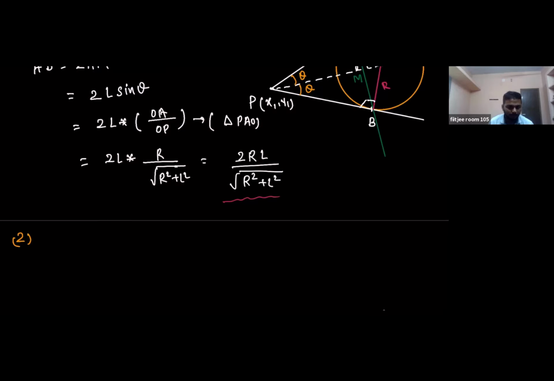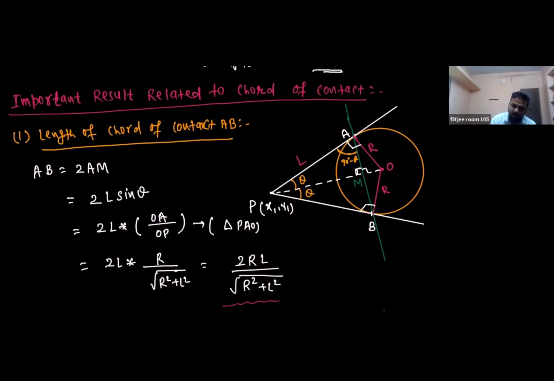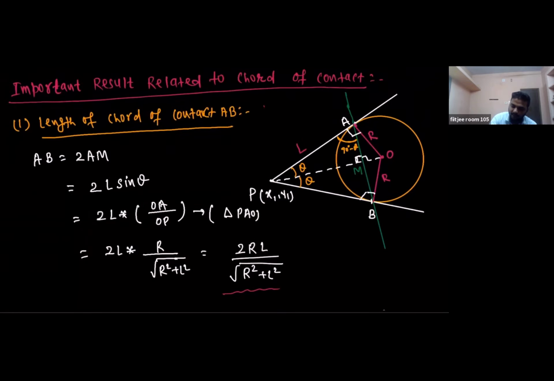Sir, I have a problem. I didn't understand that point. If it is clear, then I will move to the next result, because these results are very important. Area of triangle PAB. Anyone having a problem, you can tell me. So length of chord of contact formula, I will get 2RL divided by square root of R square plus L square. Okay, I want to copy this figure again because it will be useful here.